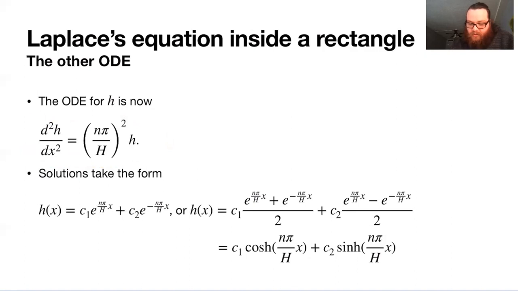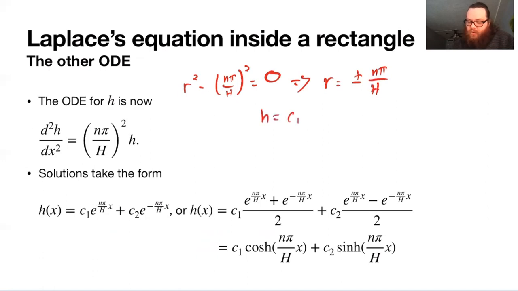What do solutions for this look like? In general, we're solving this constant coefficient ODE, where the coefficient here is positive, so we know that solutions must look like this. And when in doubt, you can just go through the process: r squared minus (n pi over h) squared is equal to 0 for the characteristic equation. This tells us that r is equal to plus or minus n pi over h. So h is going to be c1 e to the rx plus c2 e to the minus rx, coming from that. So this ODE has a general solution that looks like that.